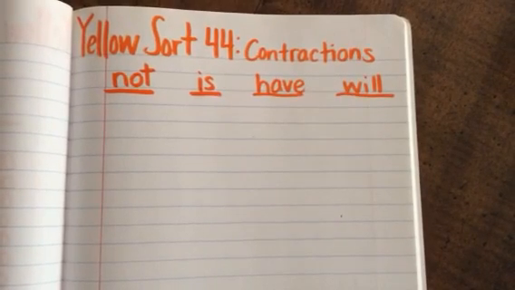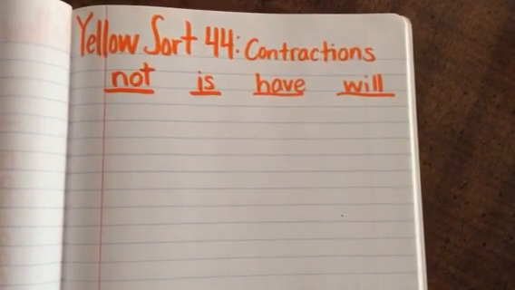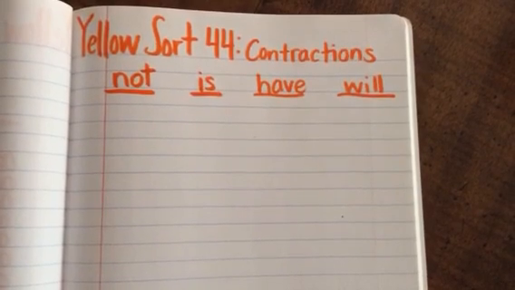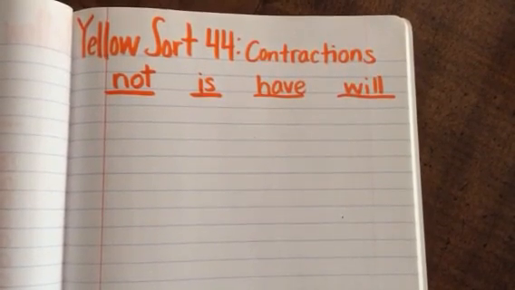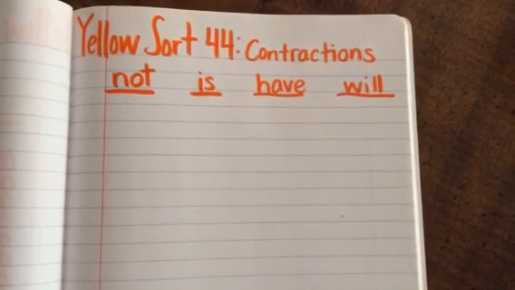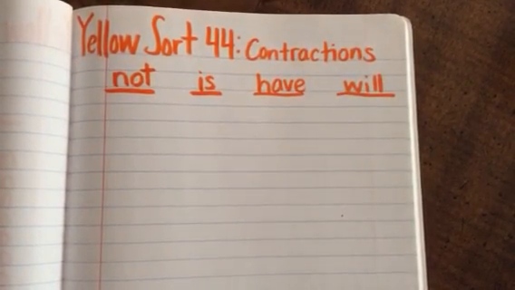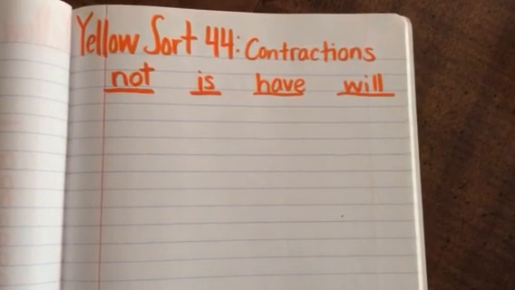Hello third graders and welcome to the word study video for Yellow Sort 44, in which we're again going to look at words that we call contractions. Contractions are when we take two small words, usually a pronoun and a helping verb, and we connect them into one word using an apostrophe, what I like to call a comma in the sky.